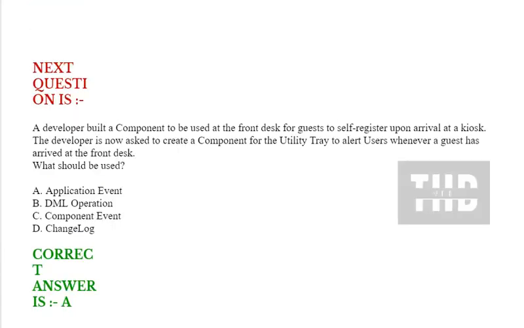Next question is, a developer built a component to be used at a front desk for guests to self-register upon arrival at a kiosk. The developer is now asked to create a component for the utility tray to alert users whenever a guest has arrived at the front desk. What should be used? Option A, application event. Option B, DML operation. Option C, component event. Option D, change log. Correct answer is option A.